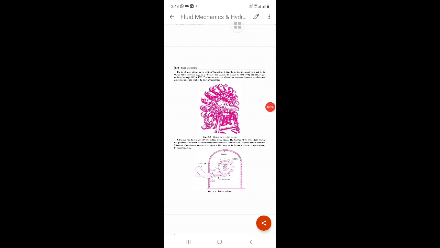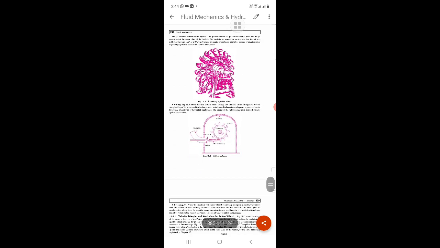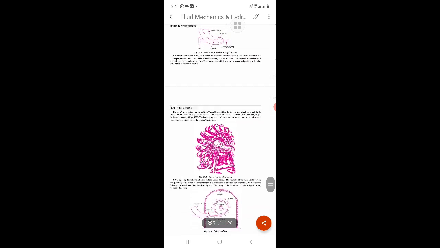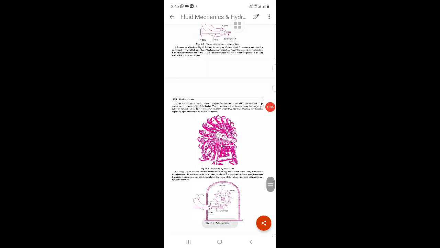So next is the casing. The figure shows the Pelton wheel turbine with casing. The function of the casing is to prevent the splashing of water and discharge the water to the tail race. It also acts as a safeguard against accidents. It is made of cast iron or fabricated steel plate. Without the casing, the Pelton wheel does not perform any work. So firstly write down the runner with bucket and then the casing.